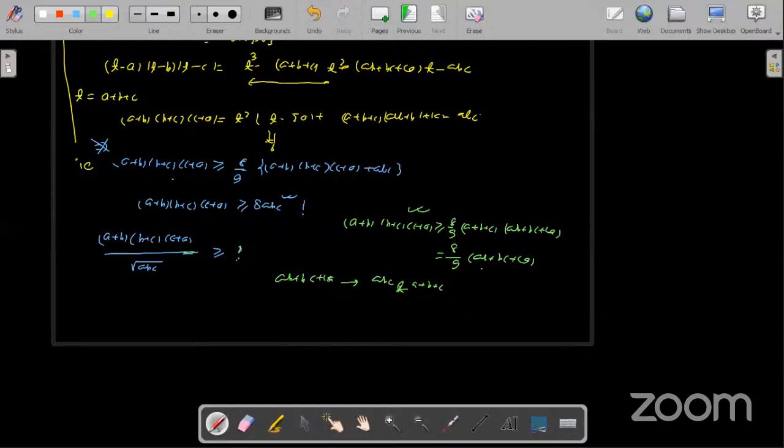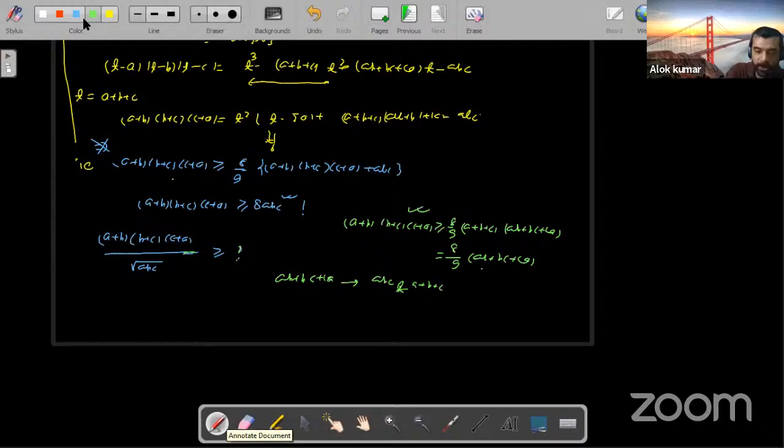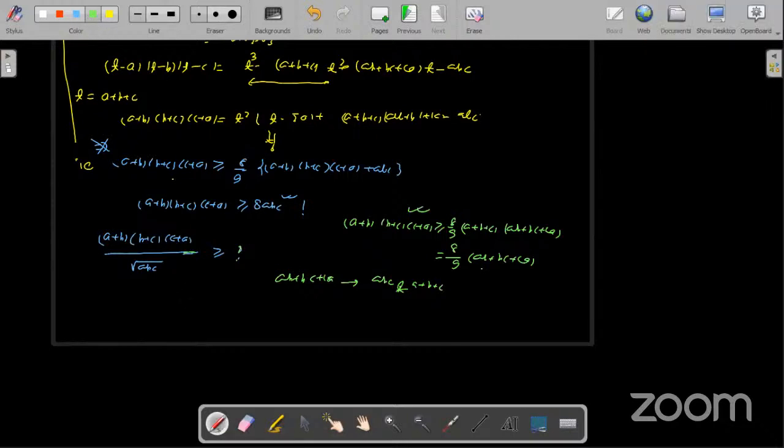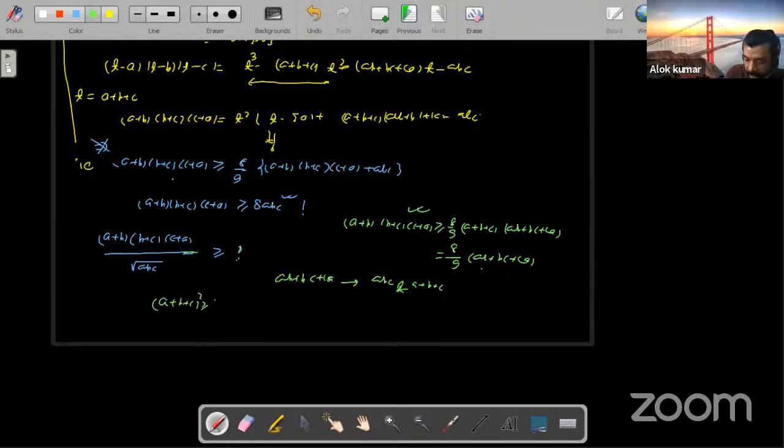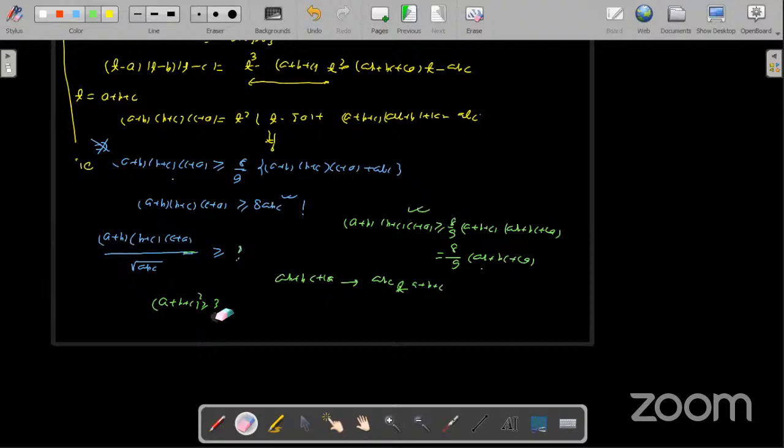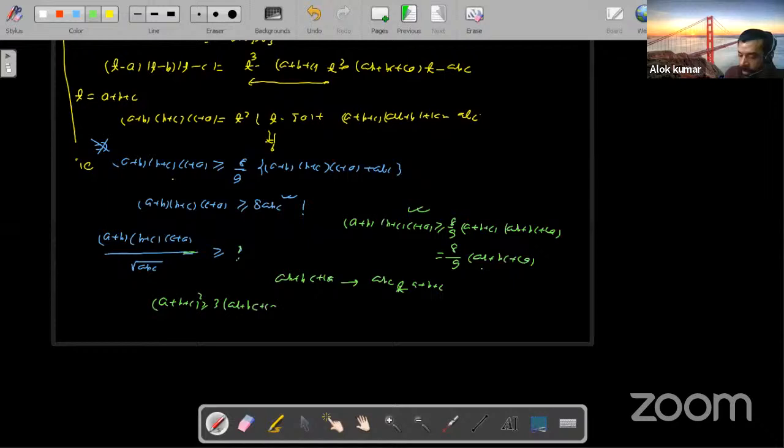No, I'll tell you this. All of you know it, but it is not used correctly. A plus B plus C whole squared is greater than or equal to 3 times AB plus BC plus CA. But this is the opposite side, right? So what you do is apply it on AB, BC, CA. You write it as AB plus BC plus CA whole squared greater than or equal to 3 times ABC times A plus B plus C. This is what I was looking for.